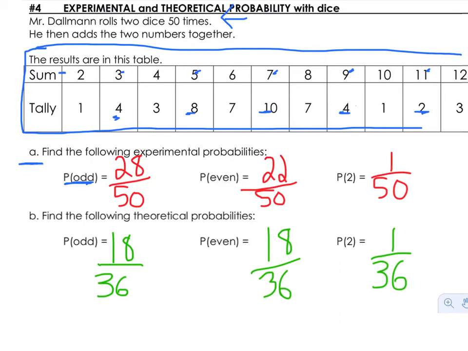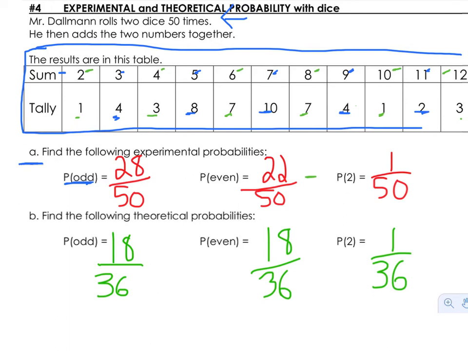Now I'm going to look for the second part of this question. How many times did he get an even? Well, I'm going to look at how many times did he get 2, 4, 6, 8, 10, or 12. Well, 1, 3, 7, 7, 1, and 3. Add those together. 22 times out of the 50 that Mr. Dahlman did this, he got an even number.